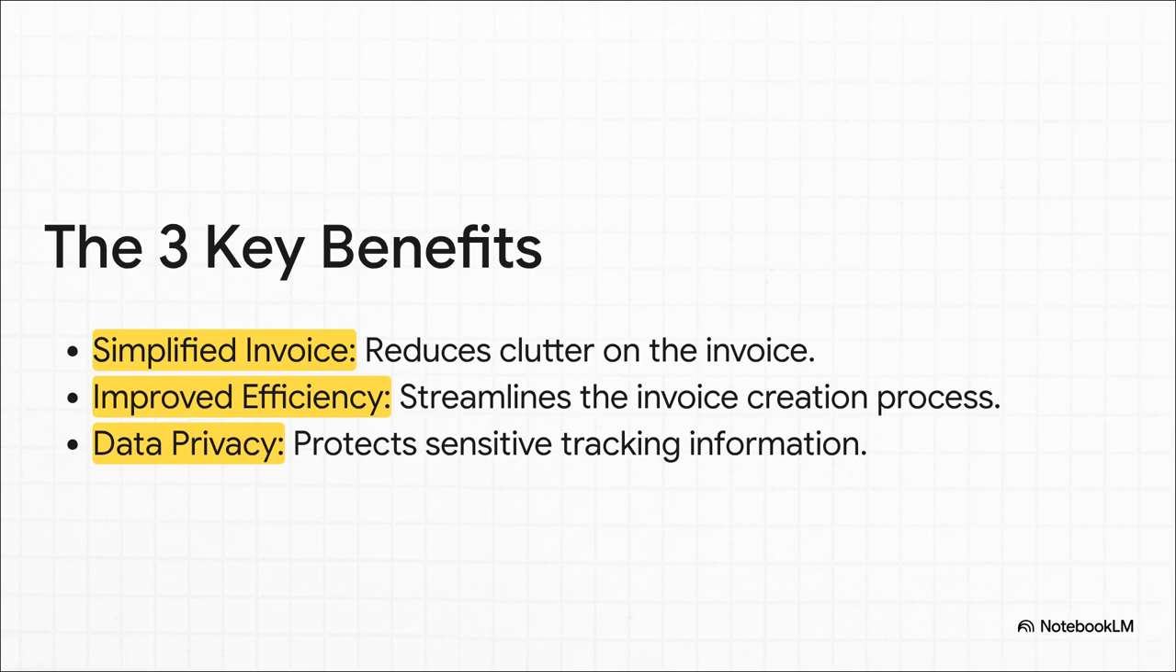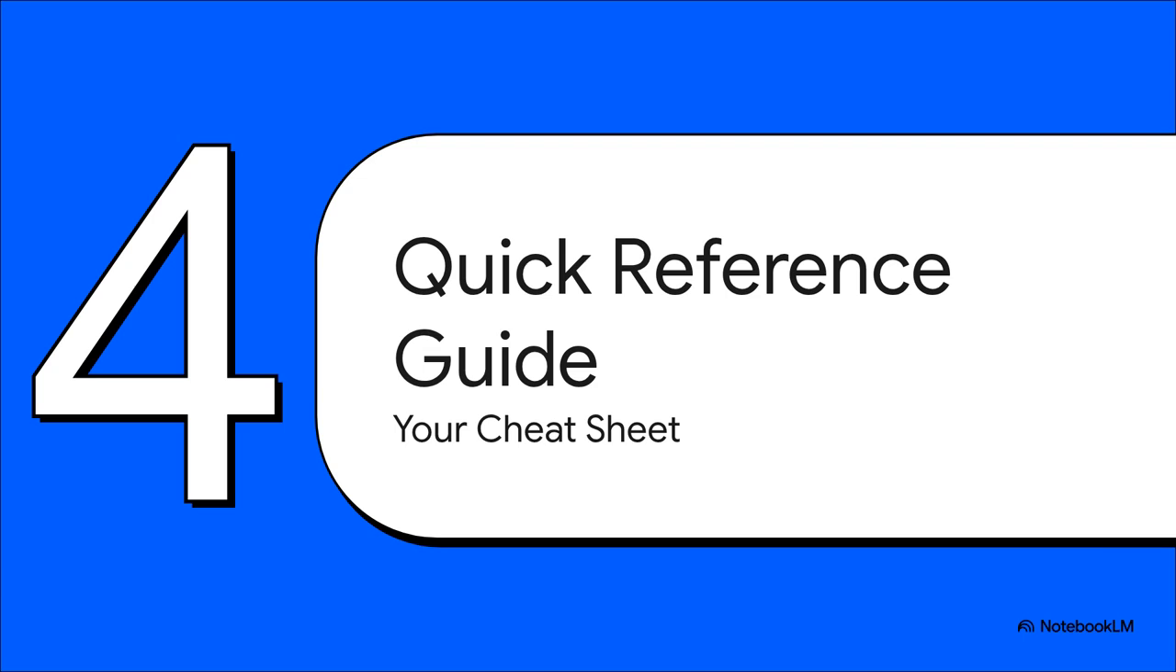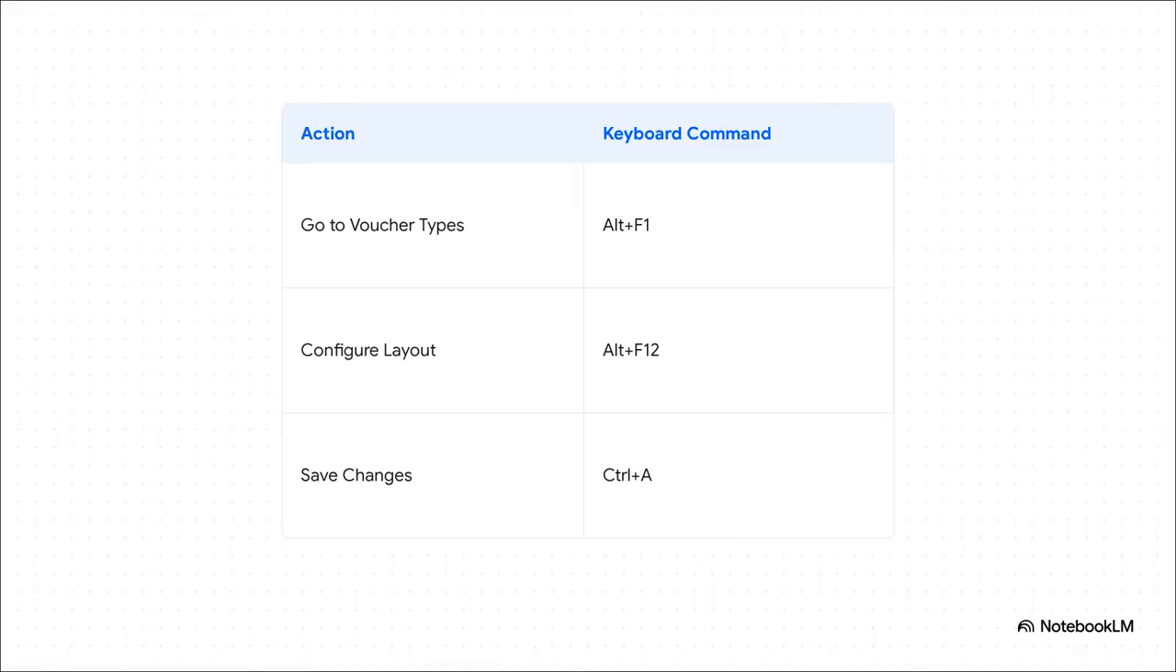And just to help all of this stick, I put together a little quick reference guide for you. Think of it as your cheat sheet for the most important commands we just talked about. Here it is, the 3 keyboard commands you'll want to remember. Getting to voucher types, that's Alt+F12. Customizing the layout, that's going to be Alt+F12. And of course, saving your work, Ctrl+A. If you can remember those 3, you can customize your vouchers with confidence.